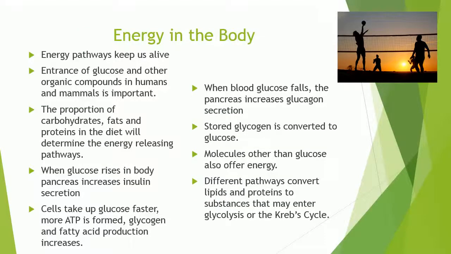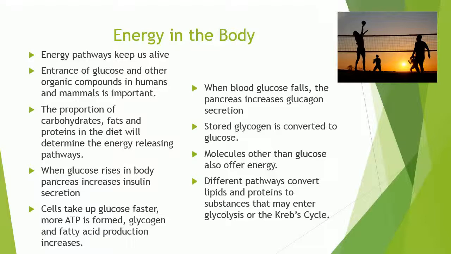Energy in the body. There's energy pathways that we've been discussing that keep you alive. And you have to have the entrance of glucose. So you have to eat that glucose and other organic compounds to get it into your body. And that's really important. And then whatever you're eating, carbohydrates versus fats versus protein in your diet, will alter that energy releasing pathway. You're going to get different amounts of energy from things you eat. So if you eat a Snickers bar, that might elevate your energy, but then your energy level is going to go down much quicker than if you were to eat something else that was more energy efficient for your body.